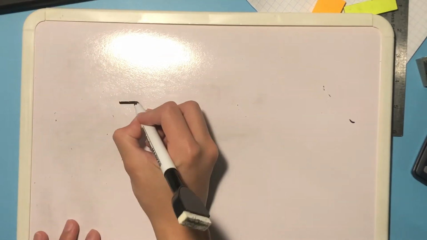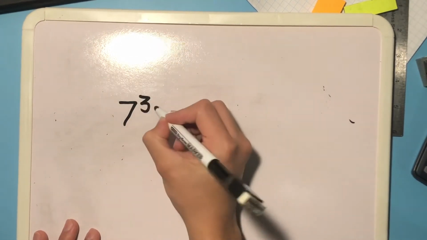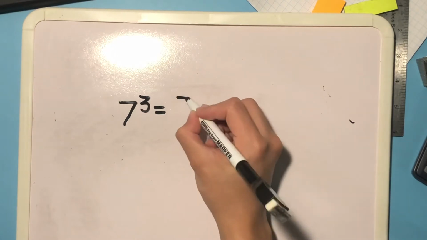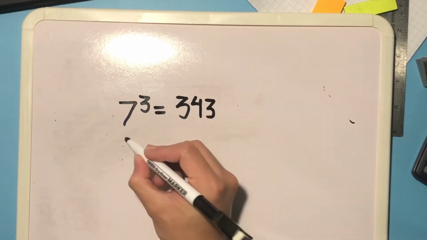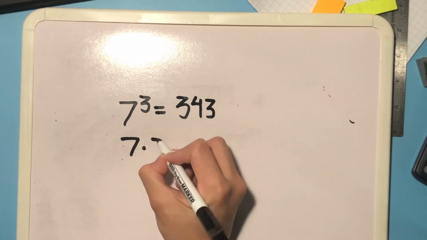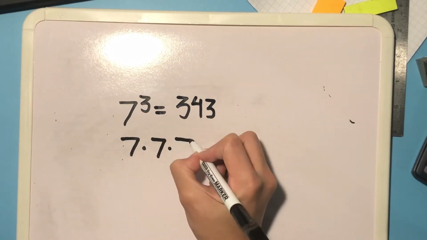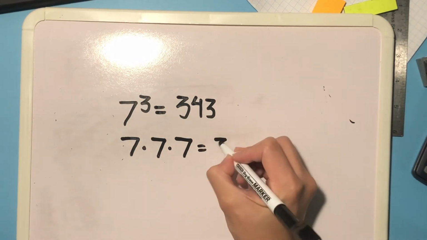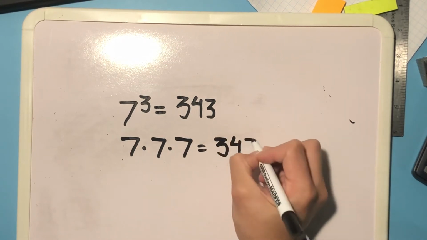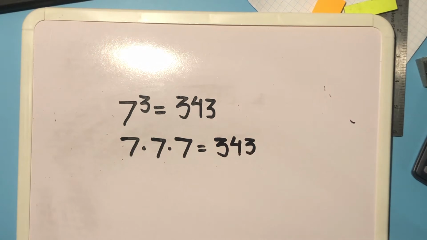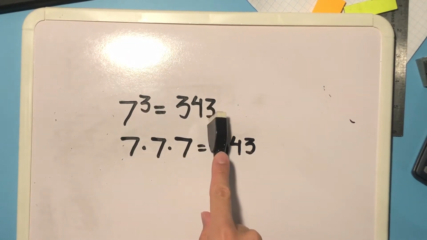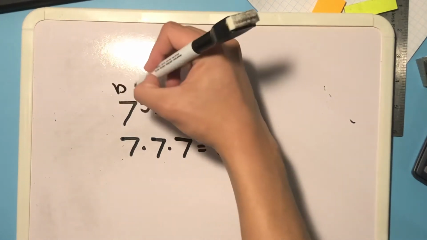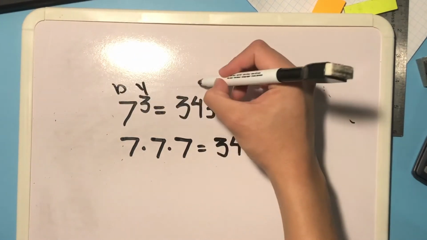Now let's evaluate how we can put exponents into logarithms. So 7 to the power of 3 equals 343. This can also be rewritten as 7 times 7 times 7 equals 343. Now with that in mind, let's look back at our exponents and see what we can label. So 7, 3, and 343. Now can we label our b, our y, and x?